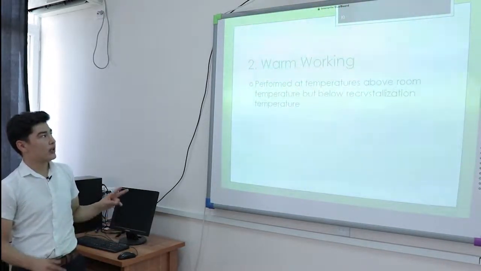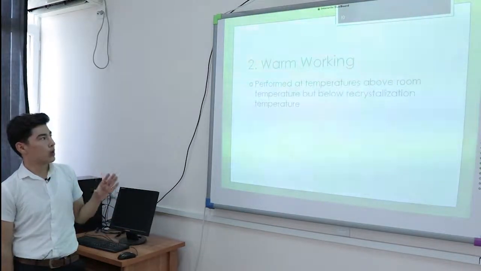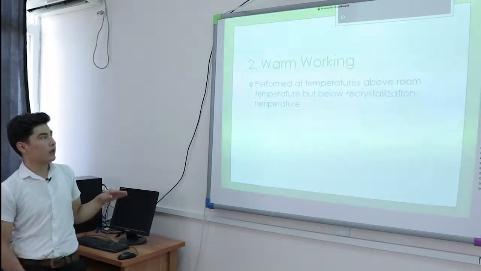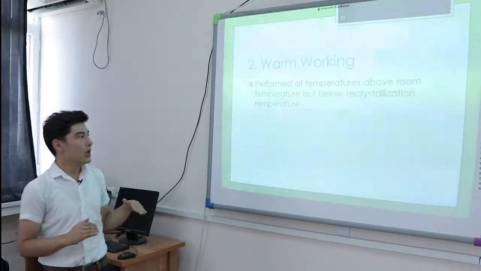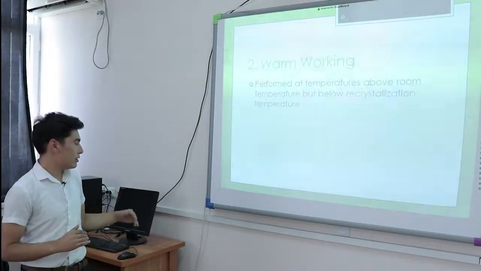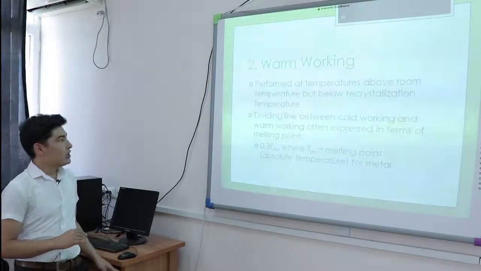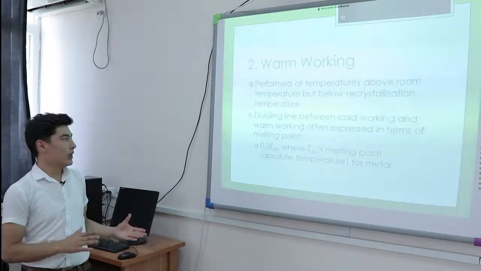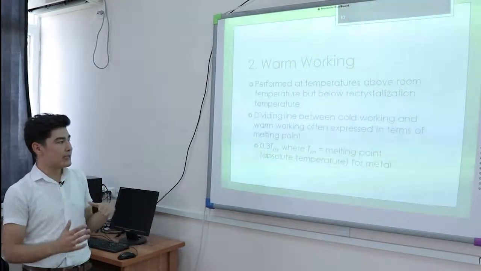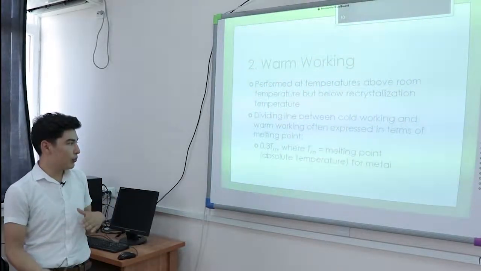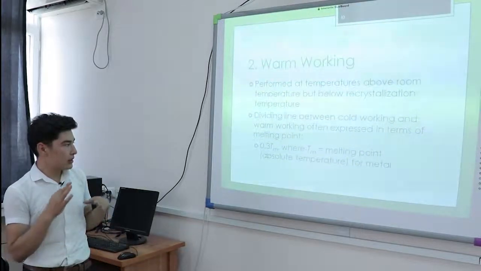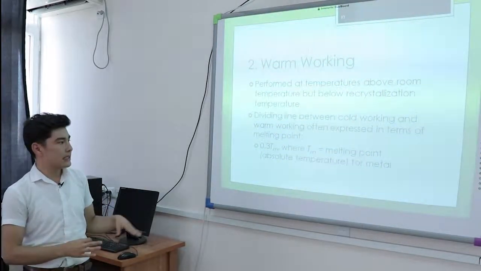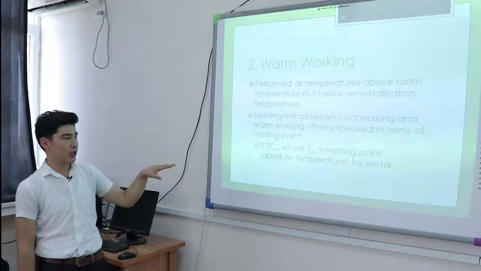The second type of temperature is warm working. Warm working is performed at temperature above room temperature but below recrystallization temperature. The dividing line between cold working and warm working is often expressed in terms of melting point. It's about 0.3 Tm, where Tm is the melting point, absolute temperature for metals.